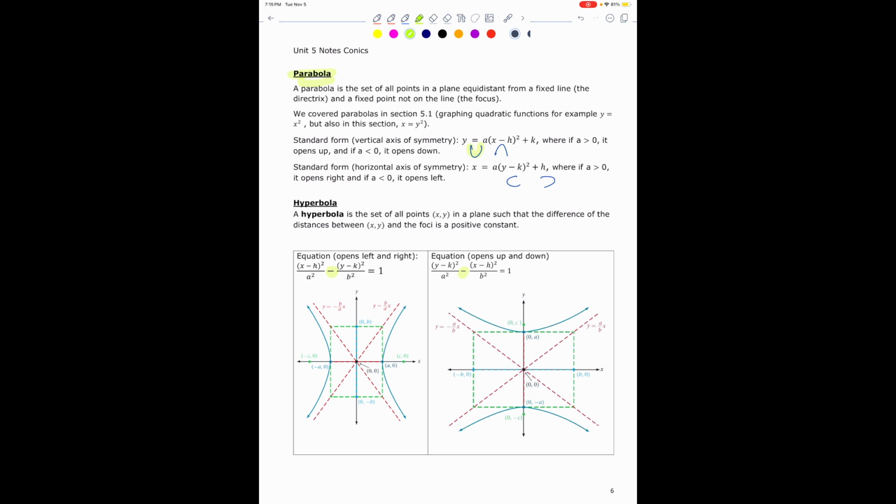And similar to the ellipse, if the equation opens left and right, you will see that A is going to be under the horizontal axis, which is the bigger number. A is bigger than B. And if the hyperbola, or the equation, opens up and down, so for the first one, here is the graph.